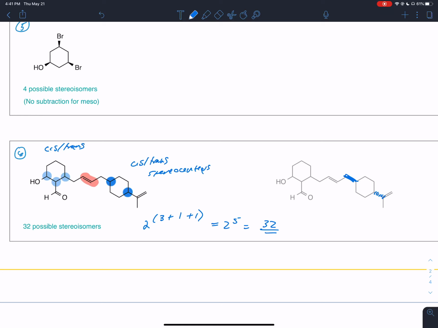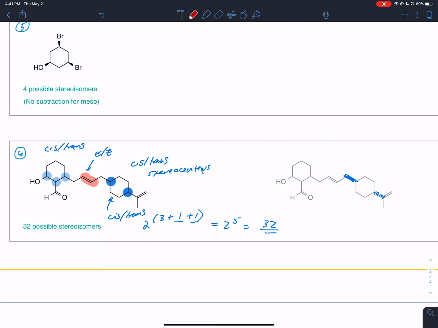And in my mind, I almost treat it like an EZ double bond. This double bond could be E or Z. This ring structure could be cis or it could be trans. Hence why we put those numbers in our calculation to account for the total number of possible stereoisomers.